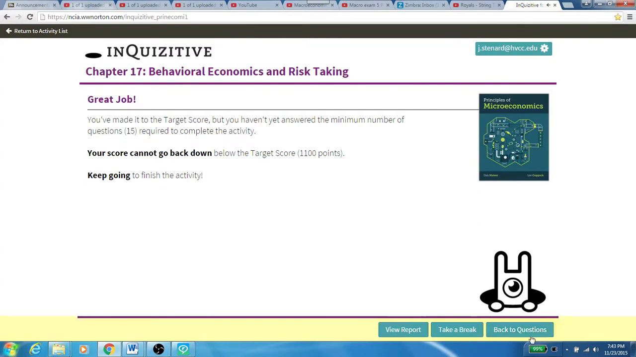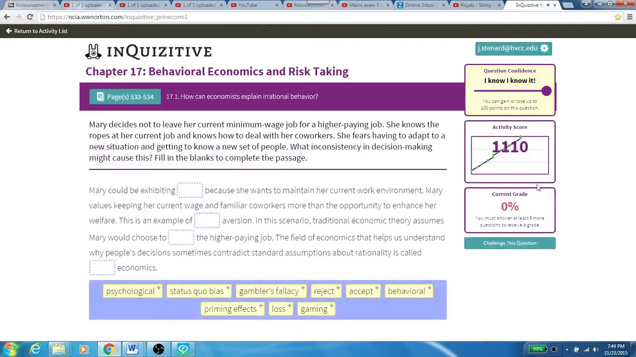Oh, we made it to the target score, so now we're just going to make sure we answered enough in order to get 1,500. So we don't have to risk anything more now, but we might as well. Mary decides not to leave her current minimum wage job for a higher paying job.